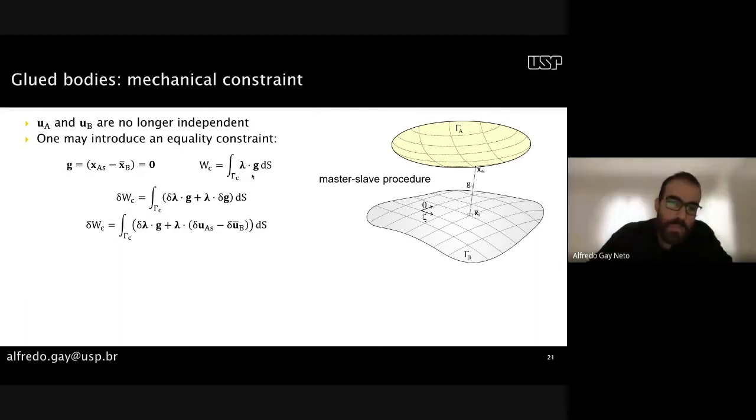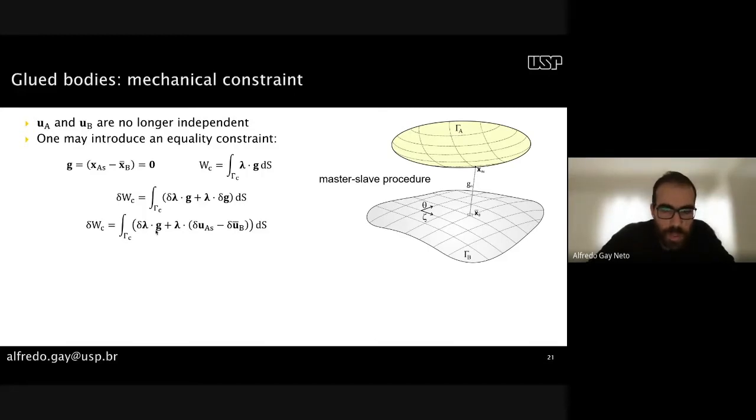If we evaluate the first variation of this potential, we have what we call the contribution to the weak form of the model. Since we have introduced this Lagrange multiplier, we have the variation of this guy times this, plus this Lagrange multiplier times the variation of this gap. If you look at this equation, part of it is quite similar to the one on the previous slide. Why? Look at this gap and evaluate its variation. You have to see which quantities here depend on the displacements, on the degrees of freedom of the problem. So the variation of the gap can be written this way. But we have an additional term here that comes from the constraint equation itself.